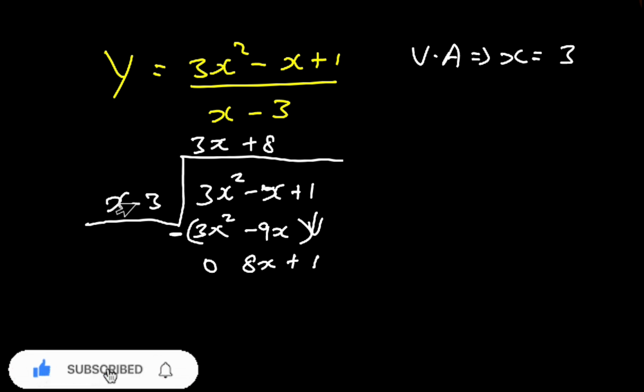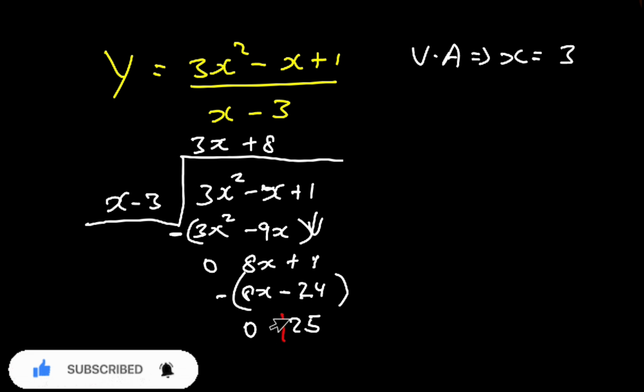Let's perform multiplication. 8 times x is equal to 8x. Then 8 times negative 3 is equal to negative 24. Then let's subtract once again. 8x minus 8x is 0. Minus times minus is plus. 24 plus 1 is equal to 25.